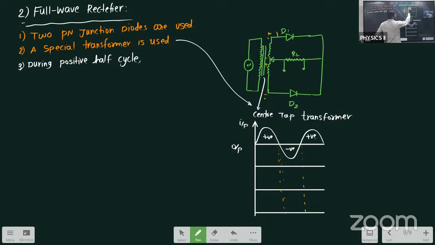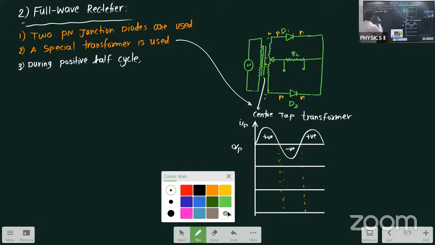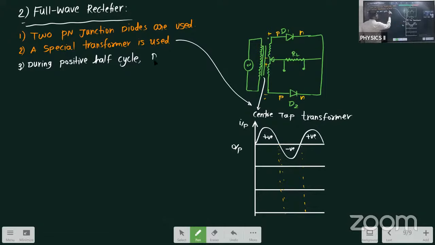See here, what will happen? This is positive and we know that this is the P side and this is the N side. So P is connected to the positive terminal. Here the P is connected to the negative terminal. During the positive half cycle, diode D1 is in which bias, forward or reverse? When the P type semiconductor is connected to the positive terminal of the battery, it behaves like forward bias. Will it conduct current? Yes, it will. Here the P side is connected to the negative terminal of the battery, so it will be in reverse bias. Will it conduct electric current? No. So in the case of the positive half cycle, D1 is in forward bias.